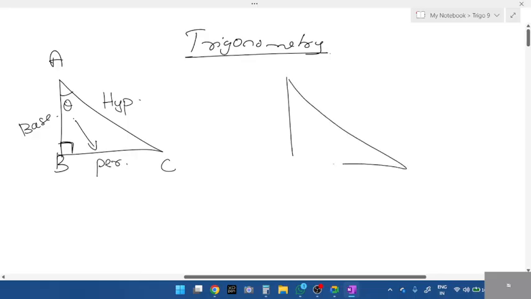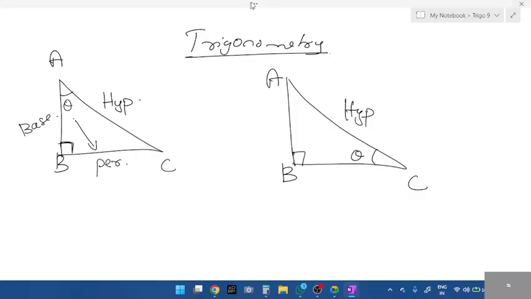Next, same right angle triangle ABC. Angle B is fixed, and the hypotenuse is also fixed. If I take C as theta, what is opposite to C? AB will be the perpendicular, right? And BC will be the base. Can you see the difference? The perpendicular and base are different according to the angle.